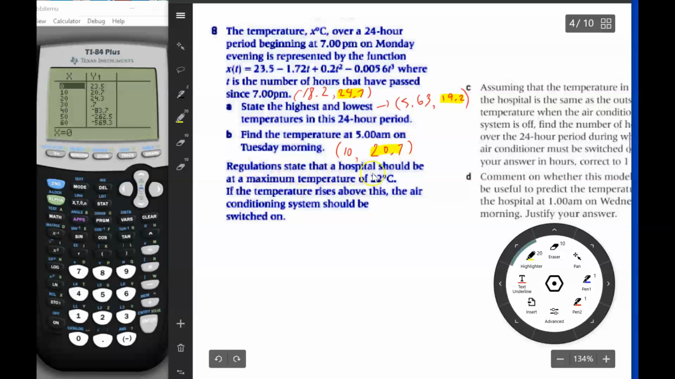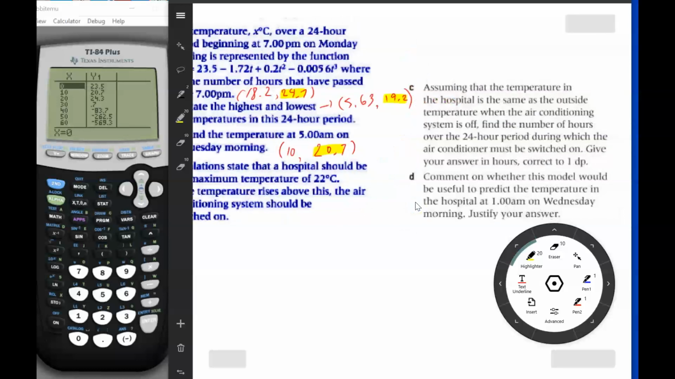Regulations state that a hospital should be at a maximum temperature of 22°C. If the temperature rises above this, the air conditioning system should be switched on. Assuming that the temperature in the hospital is the same as the outside temperature when the air conditioning system is off, find the number of hours over the 24-hour period during which the air condition must be switched on.